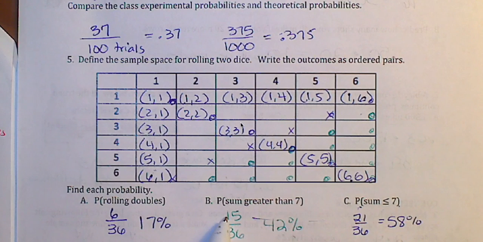So 15 of them are greater than 7, 21 of them are less than or equal to 7, and you'll notice these two add up to 100%. And so B and C are complements. It either has to be greater than 7 or it has to be less than or equal to 7. So yes, they are complements because the probabilities add up to 100%.